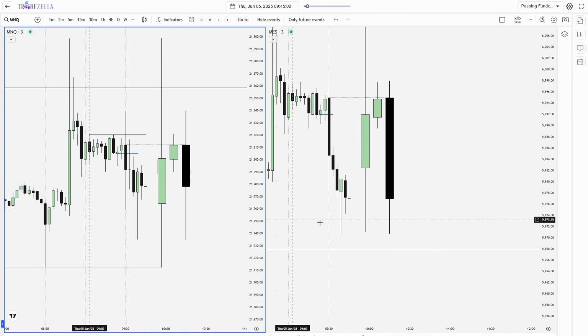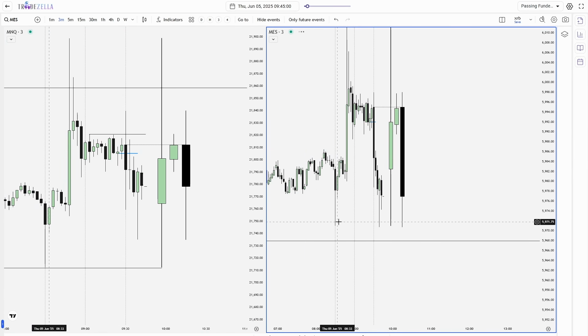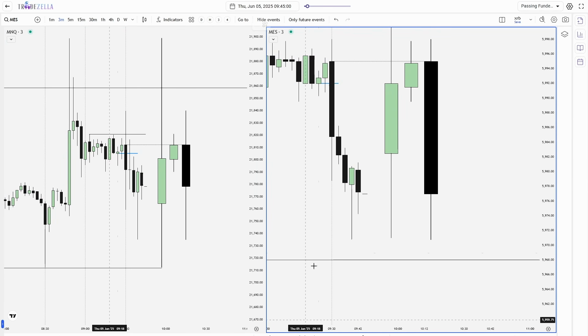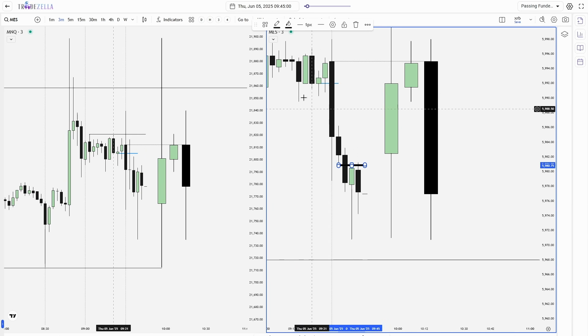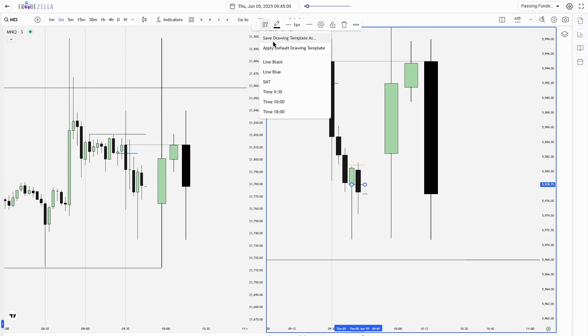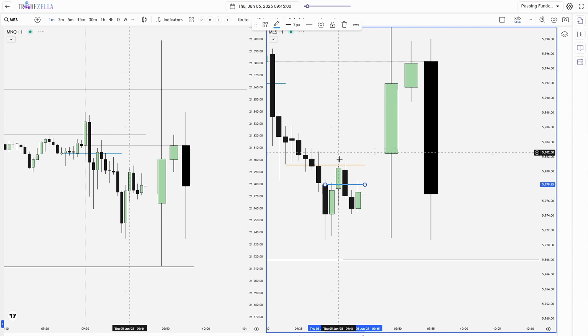Now we have kind of a continuation signature, equal lows right there, and that low below that. And now we have tapped into this tiny fair value gap right there. And we closed above this up close candle, which is that continuation order block. If we go to the 1-minute chart, it will be cleaner.